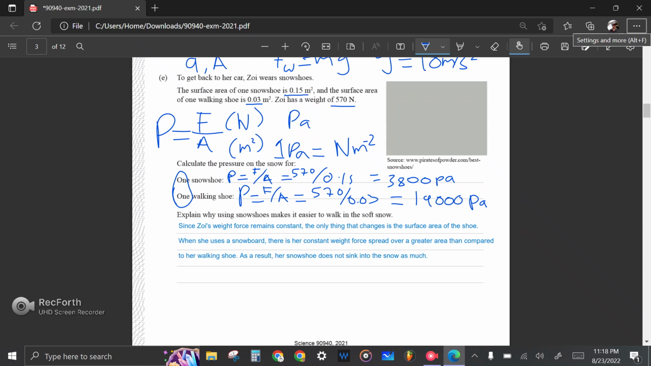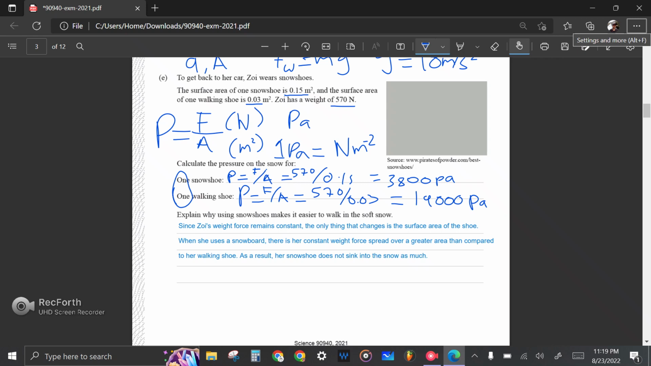So here's my explanation I've written up. Since Zoe's weight force remains constant, the only thing that realistically changes is the surface area of the shoe. So when she is wearing snowshoes, her constant weight force is spread over a greater area compared to her walking shoe. As a result, her snowshoe does not sink into the snow as much.